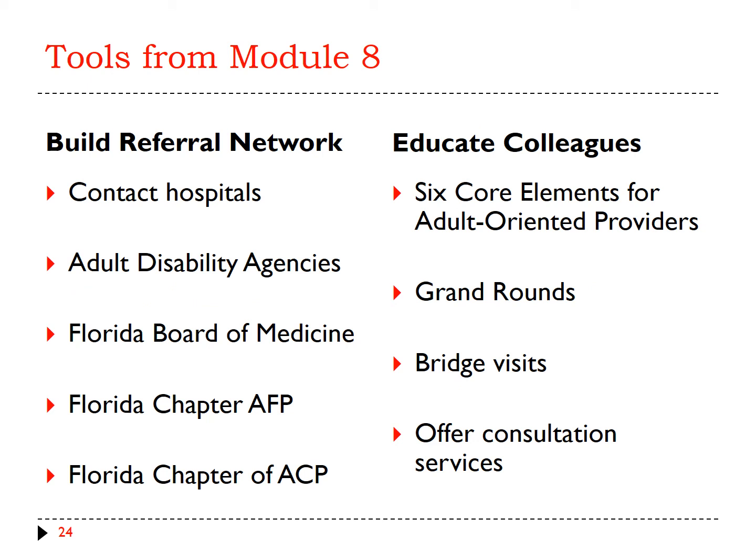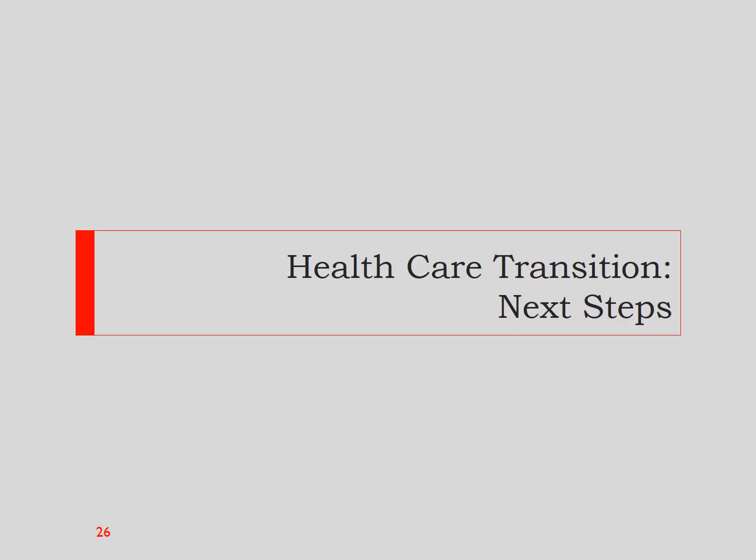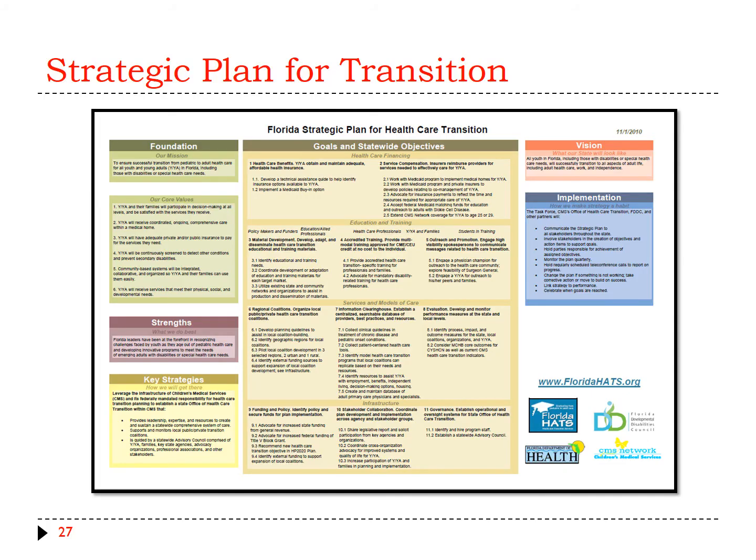Resources for working with adult medicine focus on 2 tasks: building your referral network of adult-oriented providers and educating your colleagues about transitioning young adults. To improve the care transfer, use sample transition policies with your practice, the shared management model, and resources from the 6 core elements. The following slides describe statewide efforts to improve transition care.